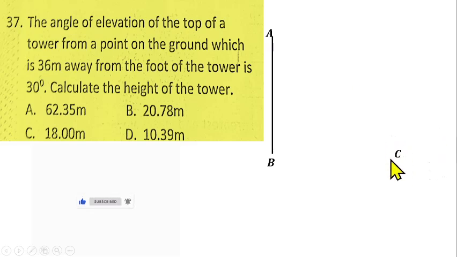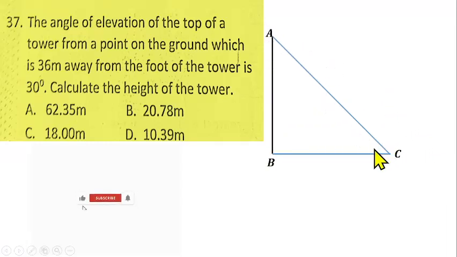So where will be the initial sight of this point? It's supposed to be looking like this. Then if you leave the initial sight to look up, there will be an angle of elevation, and this angle here is 30 degrees, given. The distance between this point and the foot of the tower is 36 meters, as we have been told. Of course, the tower will be perpendicular to the ground. So the distance between this is 36, and you have to look for the height of the tower.